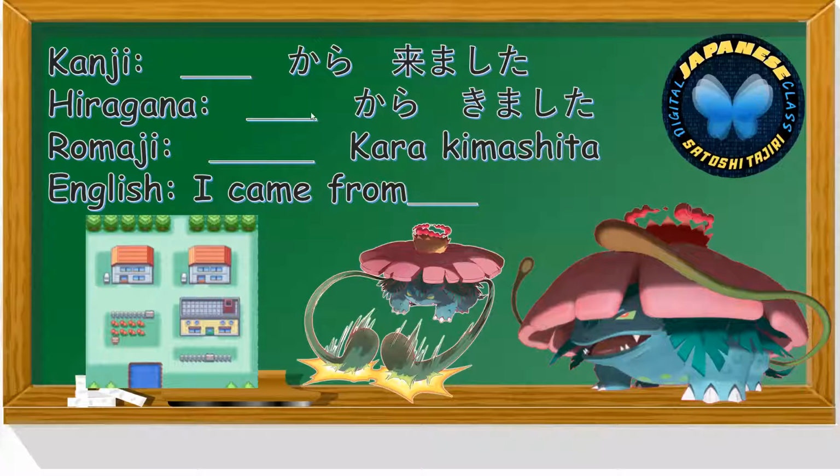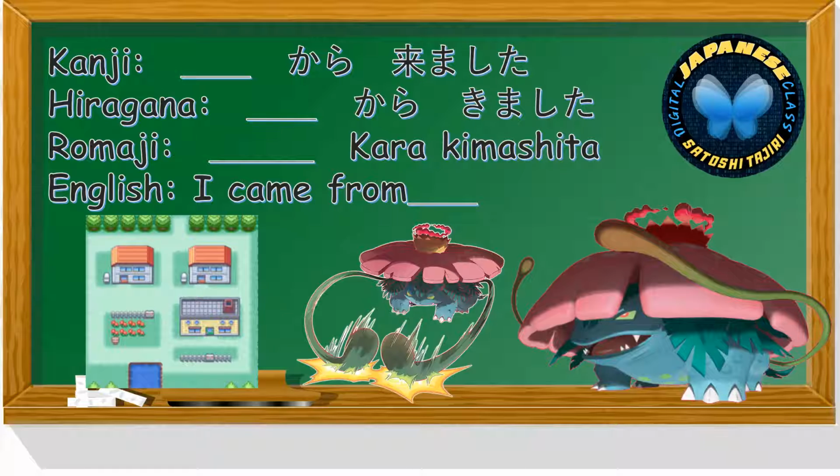Next word is blank kara kimashita. You see this one, it means I came from. But be mindful of this one. For example, you are right now in Japan and you came from the Philippines. You can say Philippine kara kimashita. But if you're in the Philippines right now and you want to say, I came from the Philippines, you don't use this phrase. You use kara kimashita for a place that you are not in, when you want to say you came from this particular country.